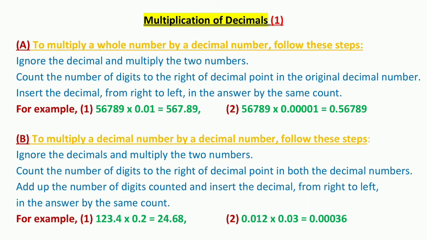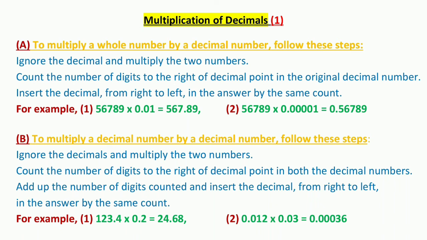Now, B. To multiply a decimal number by a decimal number, follow these steps. Ignore the decimal and multiply the two numbers. Count the number of digits to the right of the decimal point in both the decimal numbers. Add up the numbers of digits counted and insert the decimal from right to left in the answer by the same count.